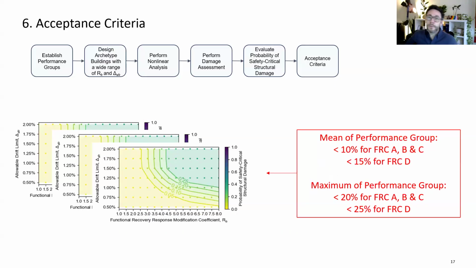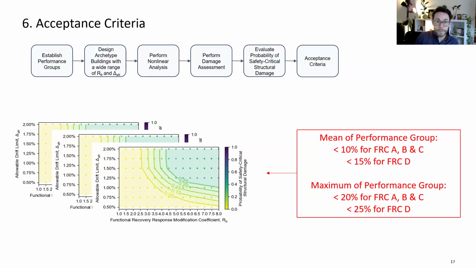The challenge is that to determine a set of parameters and whether they're acceptable or not, we're not just looking at a single archetype. We need to consider variability across the entire performance group, right? Which we established in the first step. So to do this, we first compute the average probability of safety critical structural damage across all archetypes in the performance group. And this average, we set to be less than that 10% target for functional recovery categories A, B, and C, and less than 15% for D, consistent with what I showed in the previous slide, but thinking now as a check on the average.